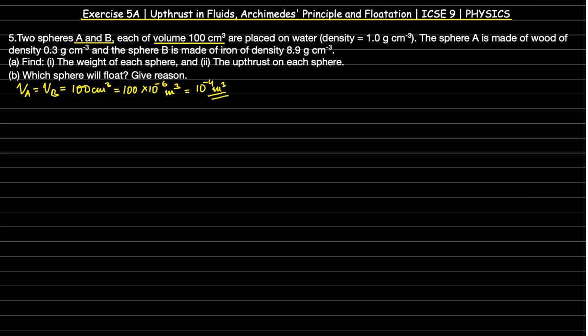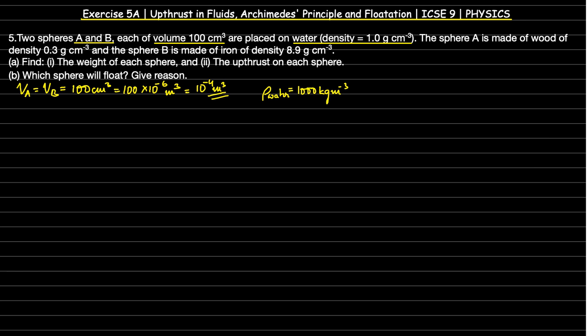They are placed on water. So density of water is given as 1 gram per centimeter cube, and since I am doing it in SI units, I can write that as 1000 kg per meter cube. So I would write rho of water is equal to 1 gram per centimeter cube is given. So 1 gram per centimeter cube is nothing but 1000 kg per meter cube.